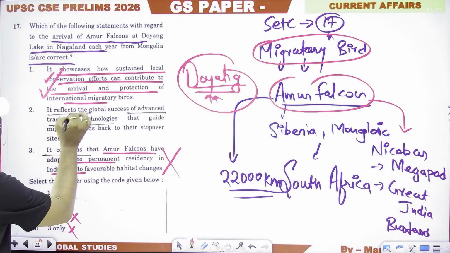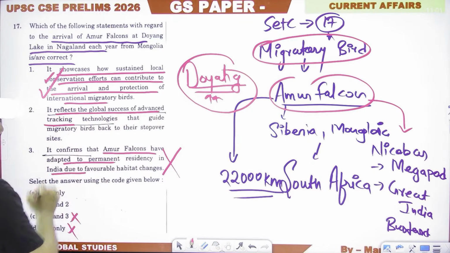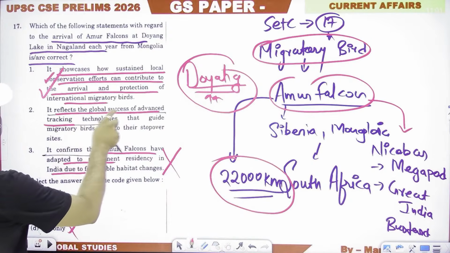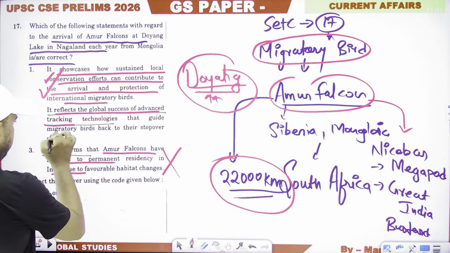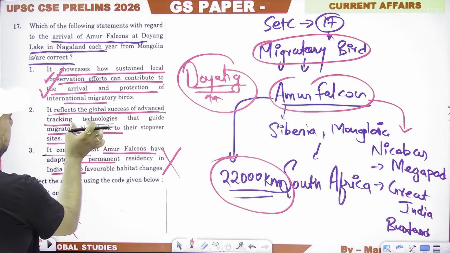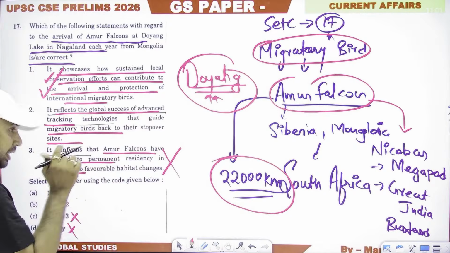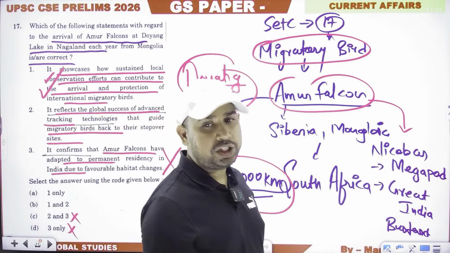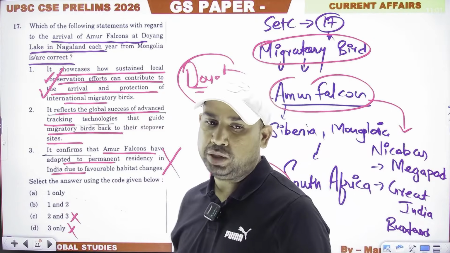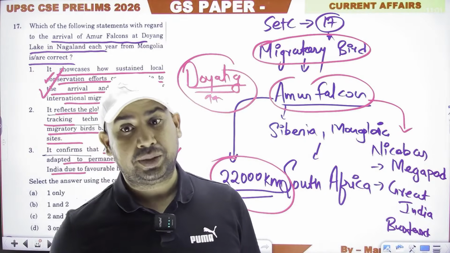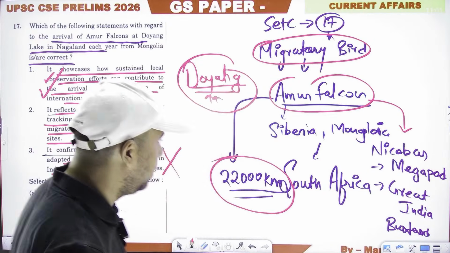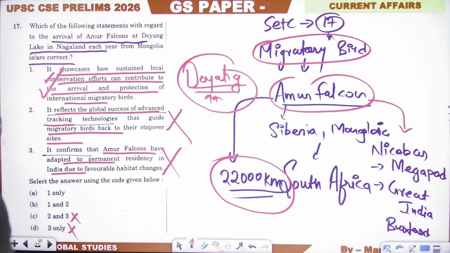Second statement saying that it reflects the global success of advanced tracking. We are getting a data like they are traveling around 22,000 kilometers. So it reflects the global success of advanced tracking technology that guide migratory birds back to their stopover sites. Now they are referring that due to the advanced tracking technology that guide migratory birds, does any technology is used by the birds or the species? Human can use the technology, but how a bird can use the technology? Birds already have geomagnetism, they use the winds, they use the climatic conditions to move from one place to another. So it will never be right. So second statement is also incorrect.